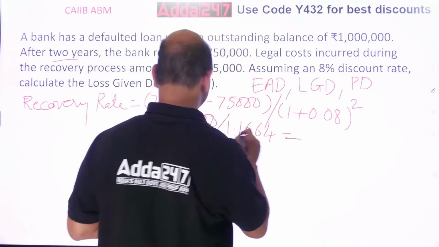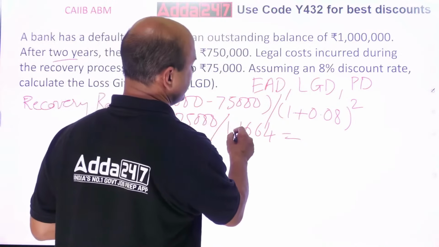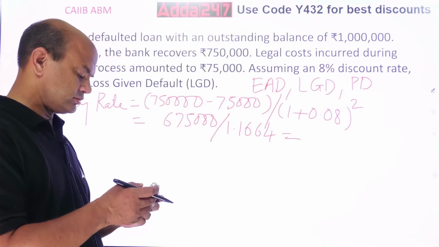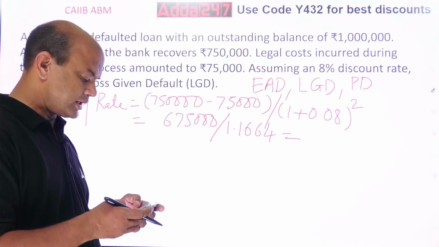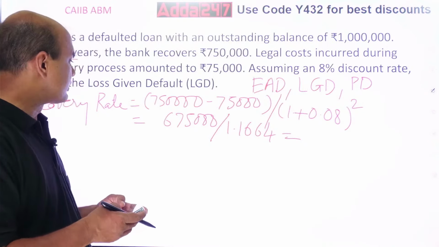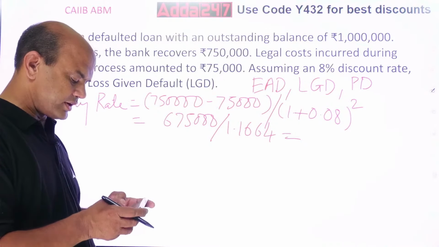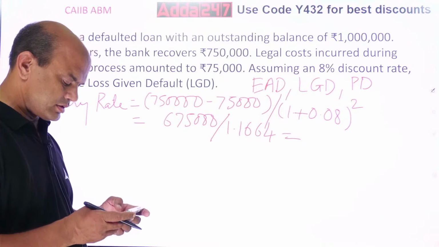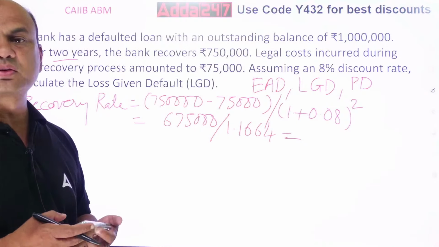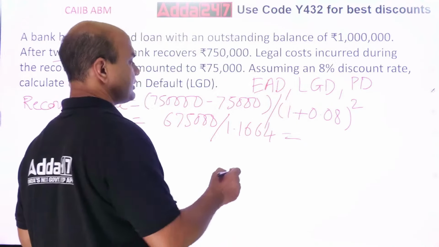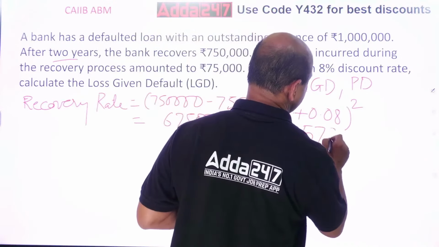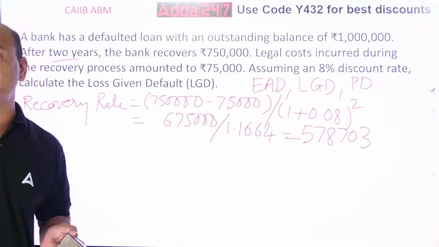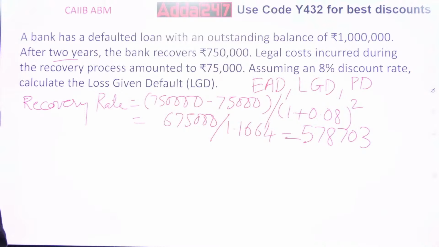What is the answer for this? 6,75,000 upon 1.1664. Do it. The answer is 5,78,703. Are you getting this? 5,78,703. This much is your, see, recovery rate is not fully over up till now.